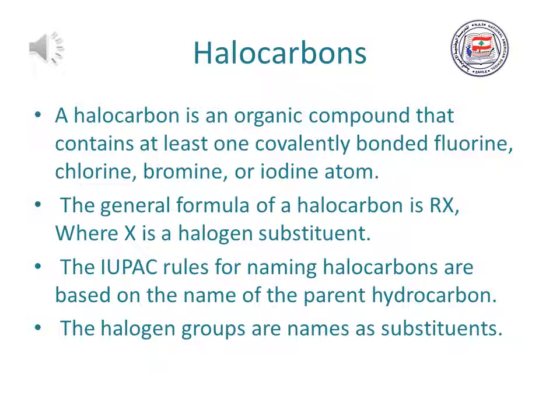Halocarbons. A halocarbon is an organic compound that contains at least one covalently bonded fluorine, chlorine, bromine, or iodine atom. The general formula of a halocarbon is RX, where X is a halogen substituent. The IUPAC rules for naming halocarbons are based on the name of the parent hydrocarbon. The halogen groups are named as substituents.